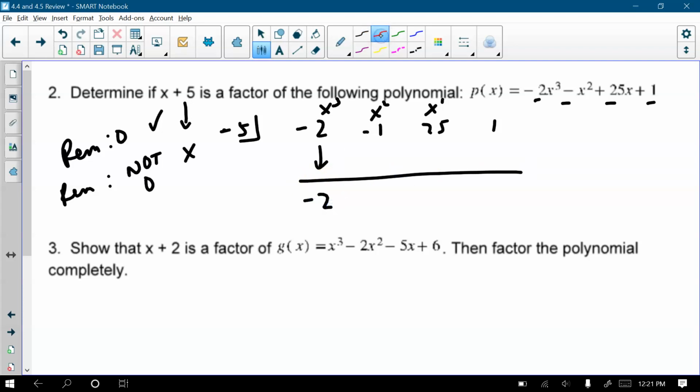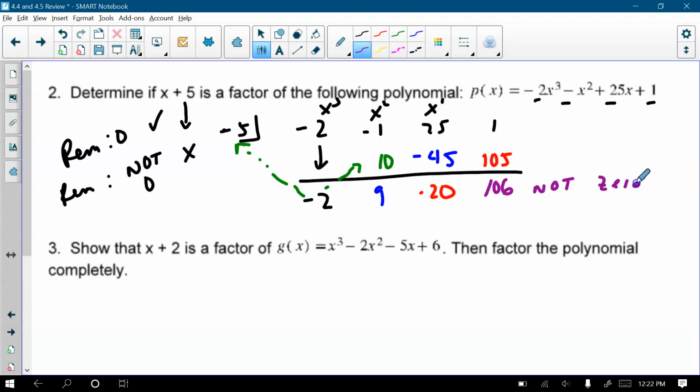Bring down the negative 2. And just a reminder, any number that is down here gets multiplied by the number in the box and goes up here. So we get a positive 10, and then we add. We get a 9. 9 times negative 5 is negative 45. And now we're going to do negative 45 and 25, which is going to be negative 20. And the negative 20 times negative 5 is 100. 5. And we get 106 out. 106 is not 0. So this x plus 5 is not a factor.